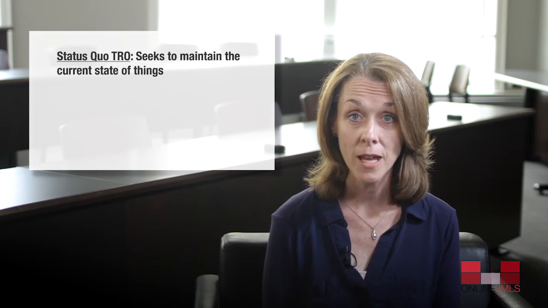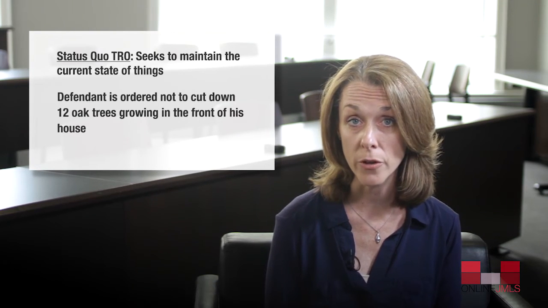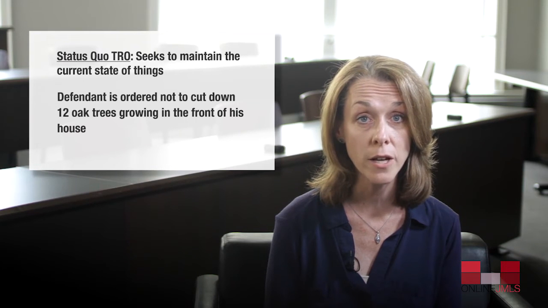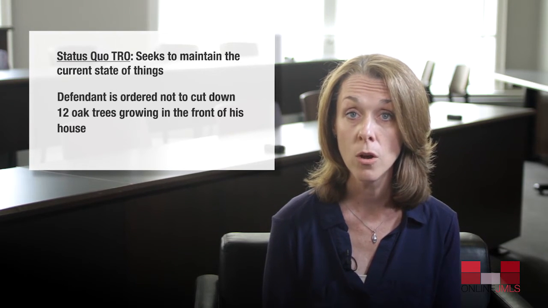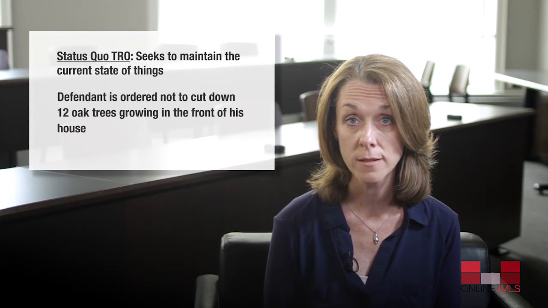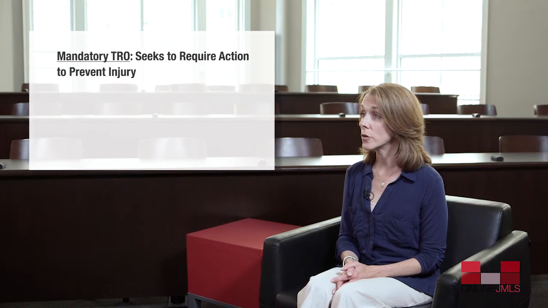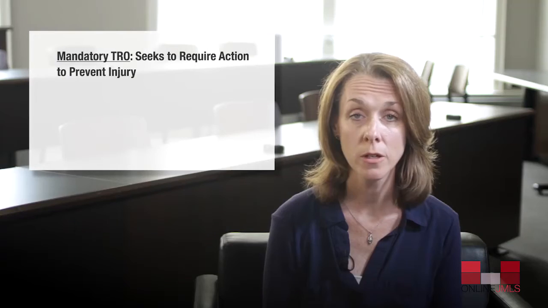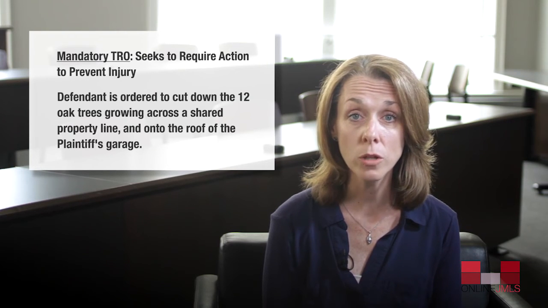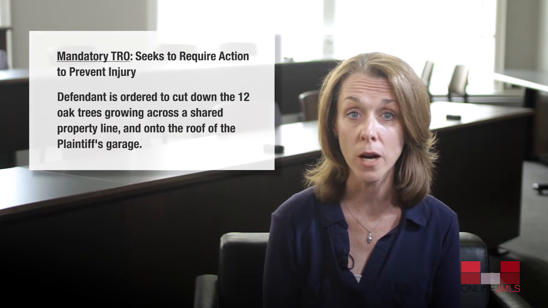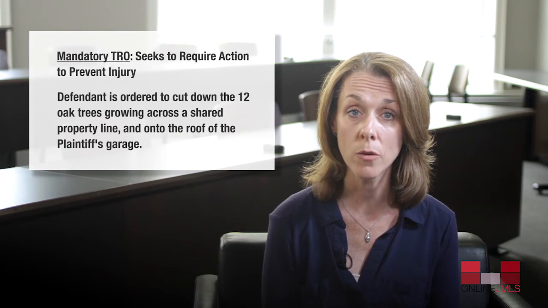For example, if Barbara wants to stop her neighbor Arthur from chopping down a stand of 100-year-old oak trees in the shared right-of-way in front of their homes, she could seek a status quo TRO, ordering Arthur not to remove the trees. Conversely, a mandatory TRO requires a party to take action that will change matters. For example, if an oak tree on Arthur's lot line has grown so large that it is lying on the roof of Barbara's garage, she could seek a TRO ordering Arthur to chop down the tree.